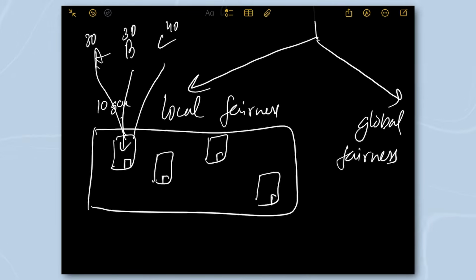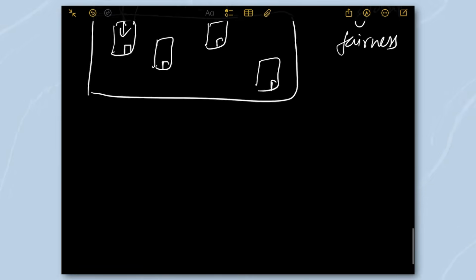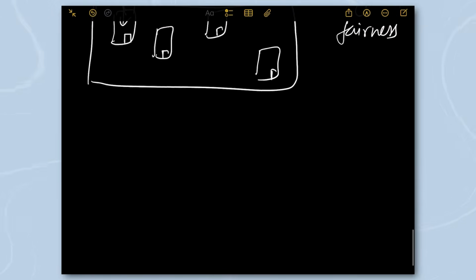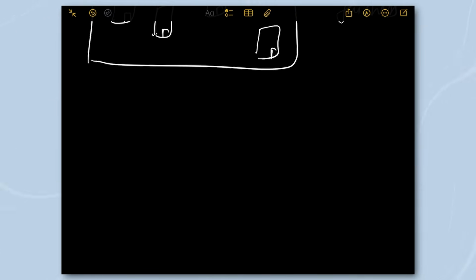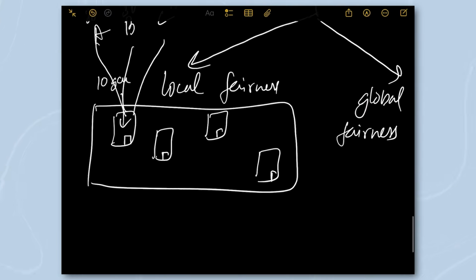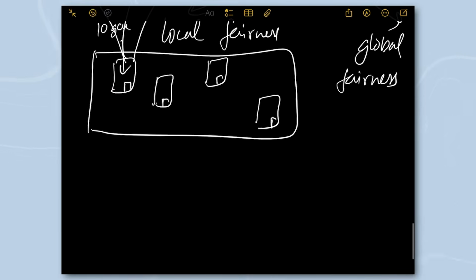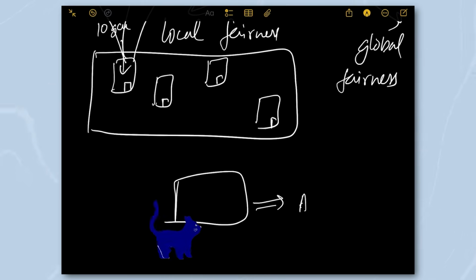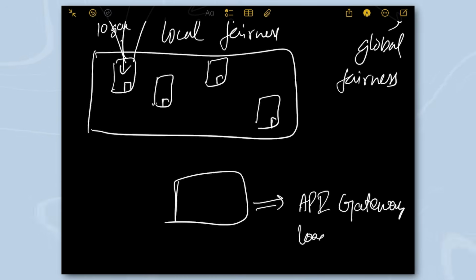Now let's talk about global fairness. Global fairness is more about enforcing across all the instances. So this could be at a global level, mostly at your API gateway or at your load balancer, or maybe the rate limiter.